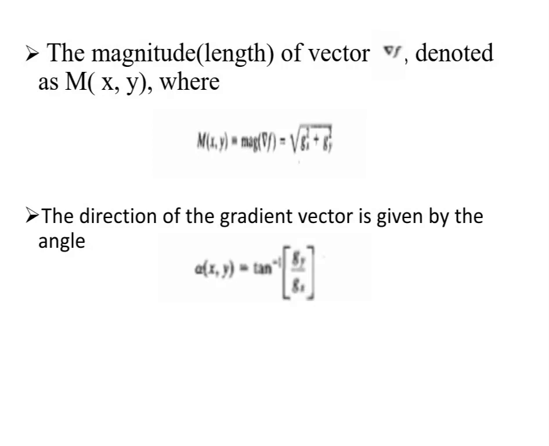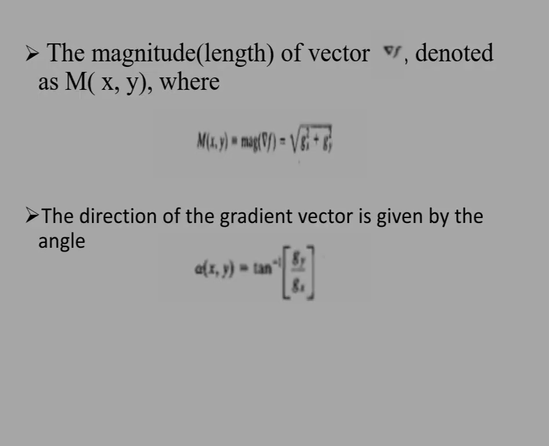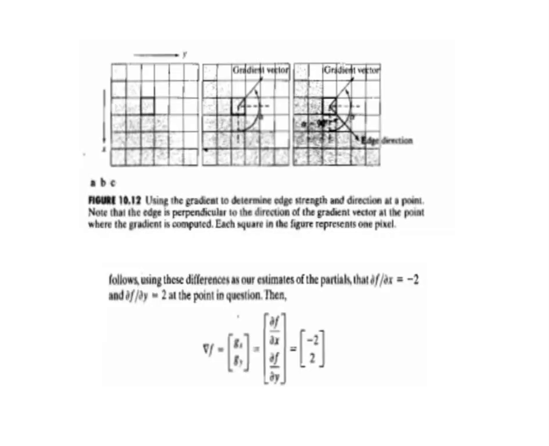Then the next topic is gradient operators. Obtaining the gradient of an image requires computing the partial derivatives del f by del x and del f by del y at every pixel location in the image. We are dealing with digital quantities, so a digital approximation of the partial derivatives over a neighborhood about a point is required.